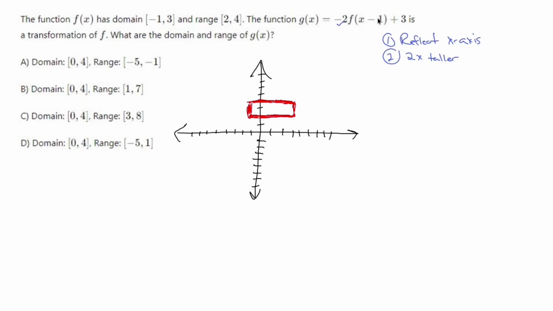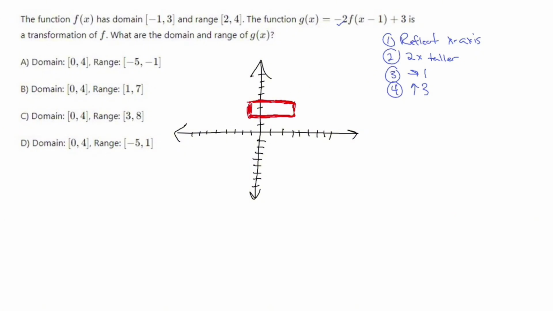X minus 1 is a horizontal translation. In other words, you move, in this case, to the right. And if you're like, whoa, whoa, whoa, it's negative, I know, everything is opposite inside the parentheses. This is going to have us moving right 1. And then that plus 3 on the outside is going to have us moving up 3.